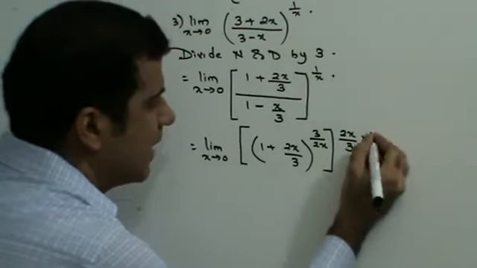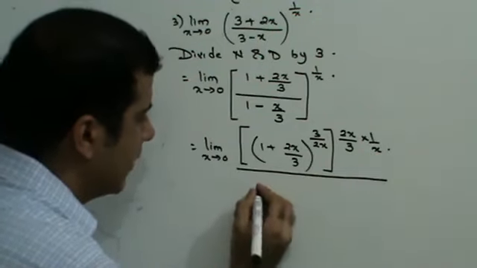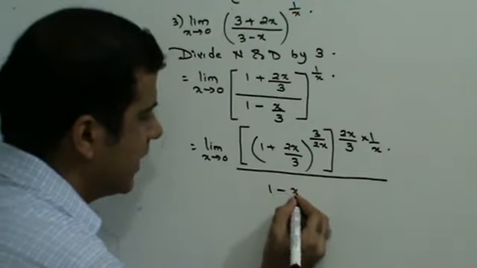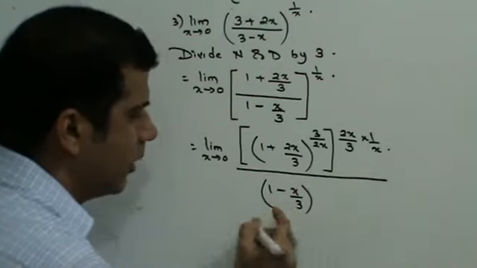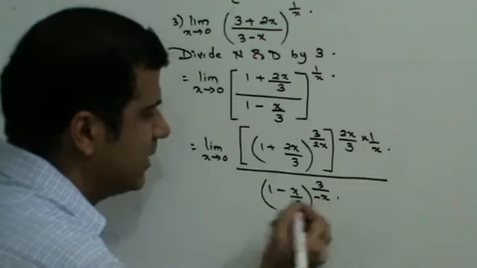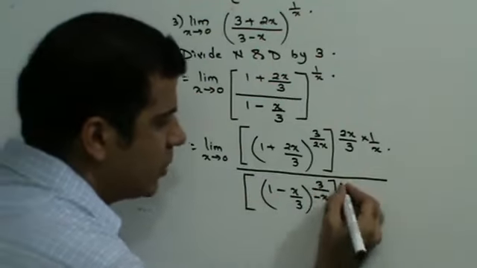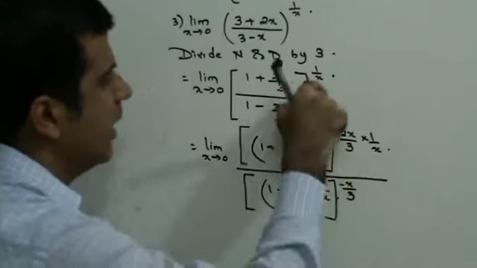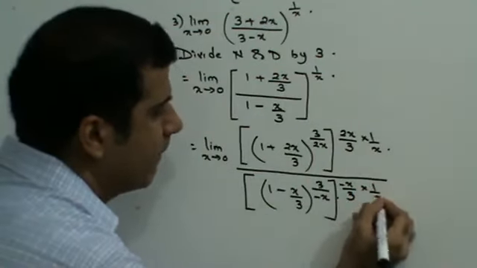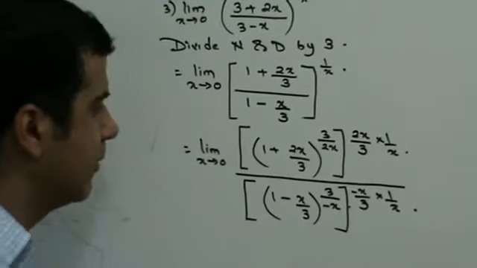This 1 upon x as it is. Similarly, in the denominator, this is 1 minus x by 3. Whatever is the number here, the same number goes in the indice in reciprocal format. To keep the equation constant, minus x by 3 and the 1 by x here. The 1 by x goes to both the numerator and the denominator.